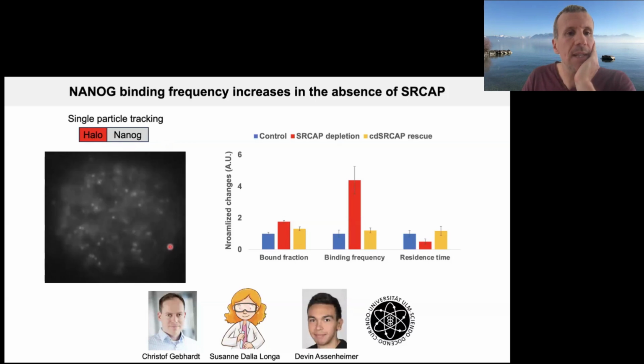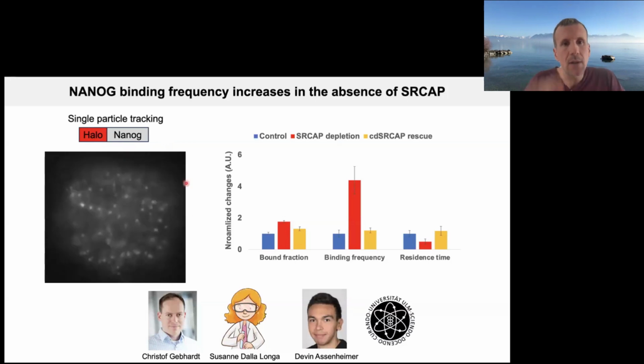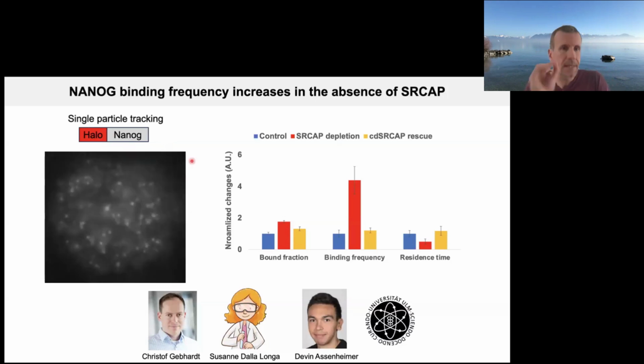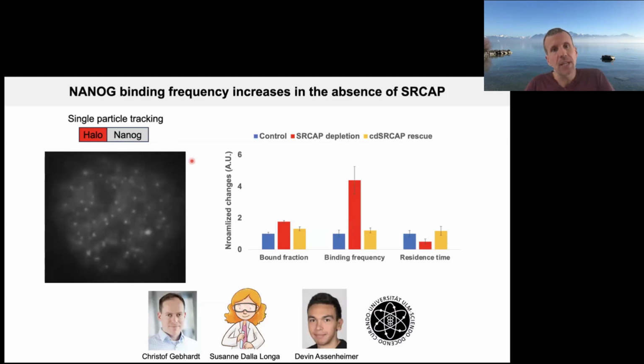So what you see in these movies are Nanog molecules moving around. And when you see these bright dots that stay a bit longer, these are Nanog molecules that are bound to DNA. So with this kind of data, you can now measure the bound fraction of Nanog to the genome, and that's in a way equivalent to ChIP-seq data. But you can also now differentiate changes in binding frequency from changes in residence time.